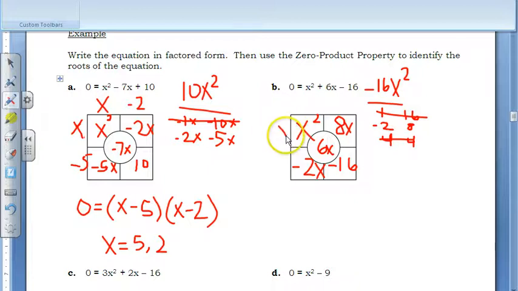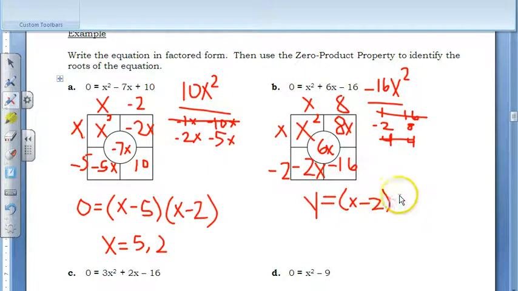And then we can fill out the outside. X times x makes x squared. Negative 2 times x makes negative 2x. 8 times x makes 8x. And we check: 8 times negative 2 makes negative 16. I know we have the answer. So if this is a 0, then x is 2 and negative 8.